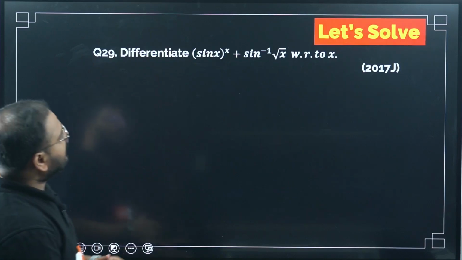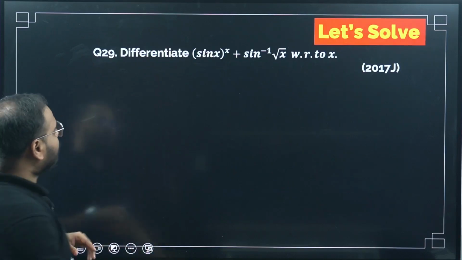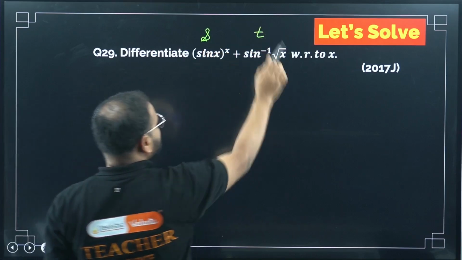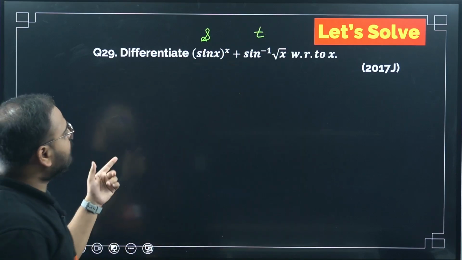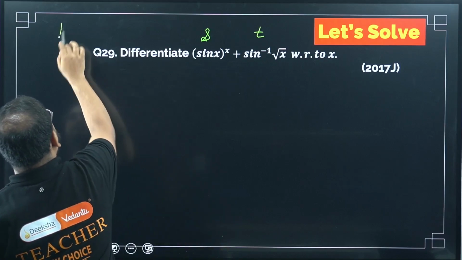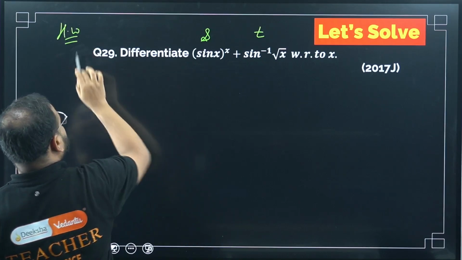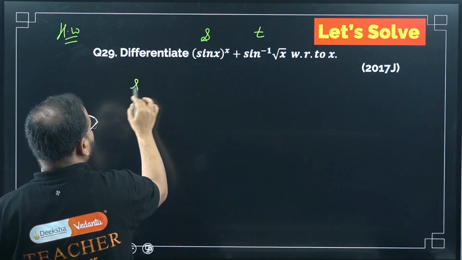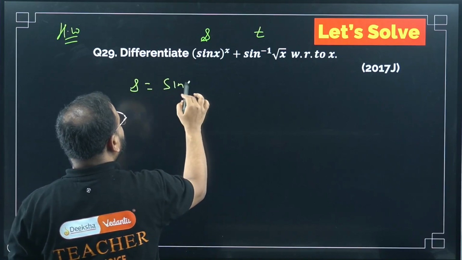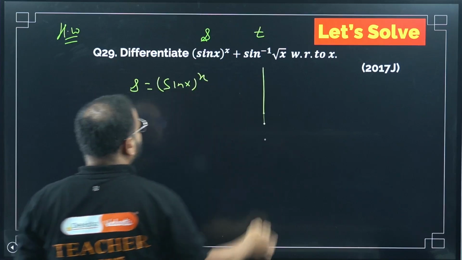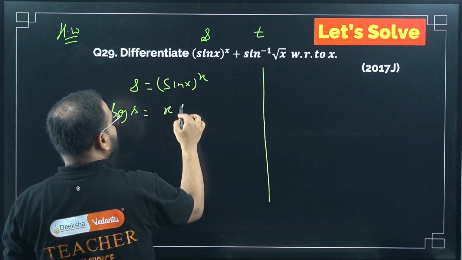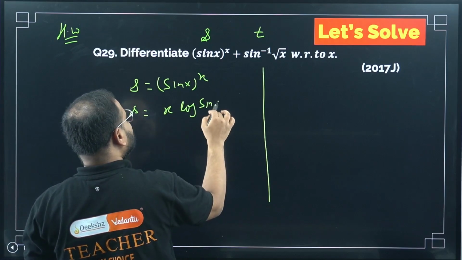Moving on, same condition, we have to apply: again take this as s and this as t, and take the differentiation individually. So this is your homework, exact same steps. I'll give you a little bit of a hint. If you take s equals sine x to the power x, tell me what is going to be the log. So log of s will be x log sine x, okay.